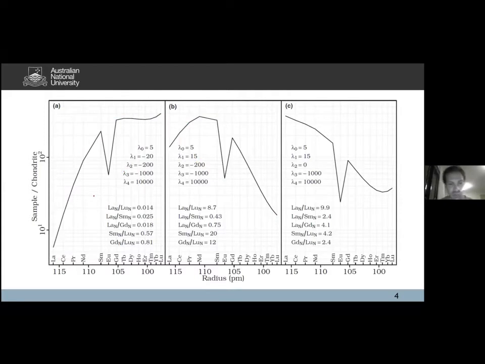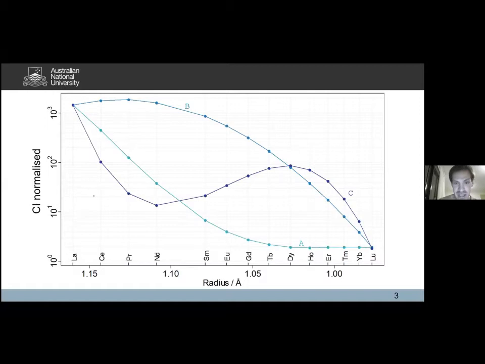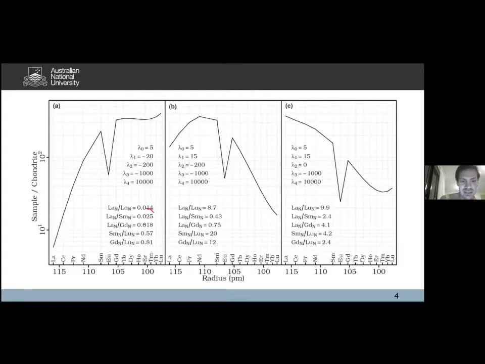But when you look at the ratios, for example, lanthanum over samarium, which is what we used in the previous slide to estimate our curvature, or this hump here, here we have 0.025, and here we have 0.43. That's more than an order of magnitude difference. So this is also another problem.